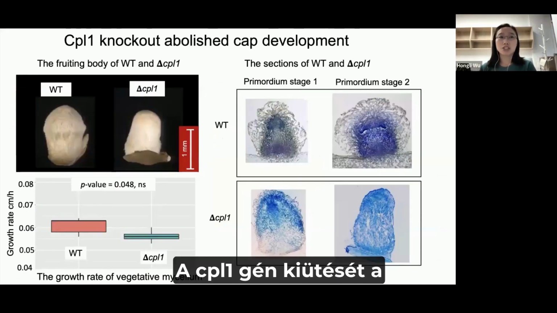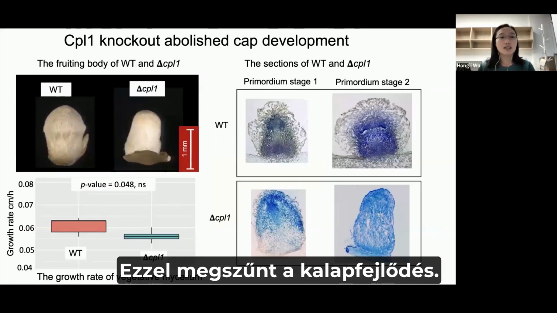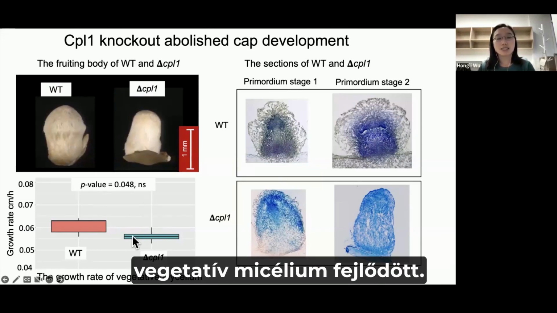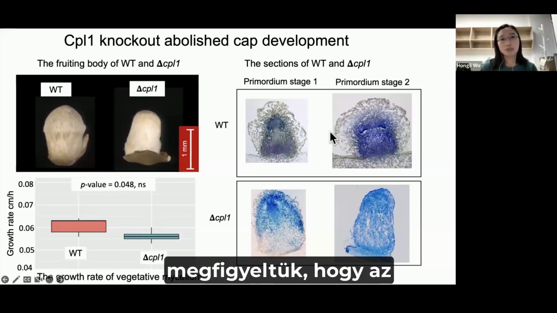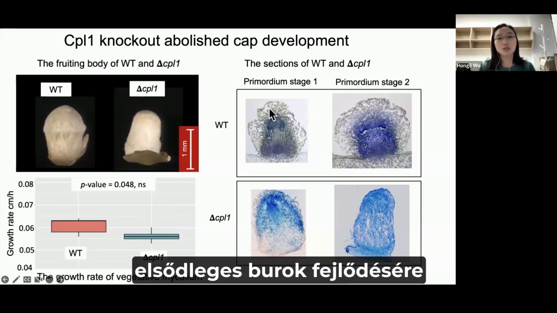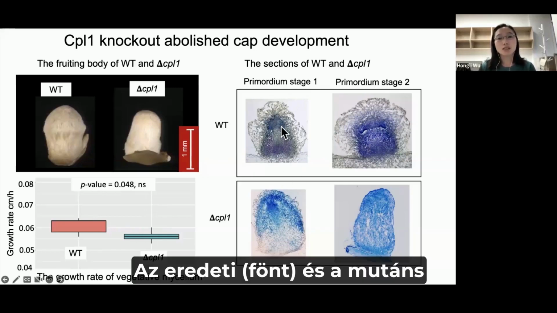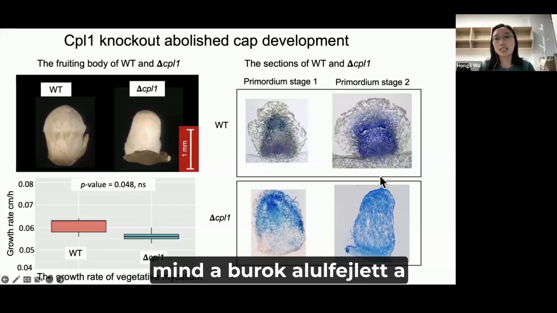Knocking out the CPR1 gene was performed using the CRISPR-Cas9 system, and it abolished cap development. In the meantime, it grew healthy vegetative mycelia. From the morphology of the fruiting body, we observed that the development of the universal veil seems to be affected. Sections of the wild type and the mutant strain also showed that both the cap were differentiated in the two primordial stages.